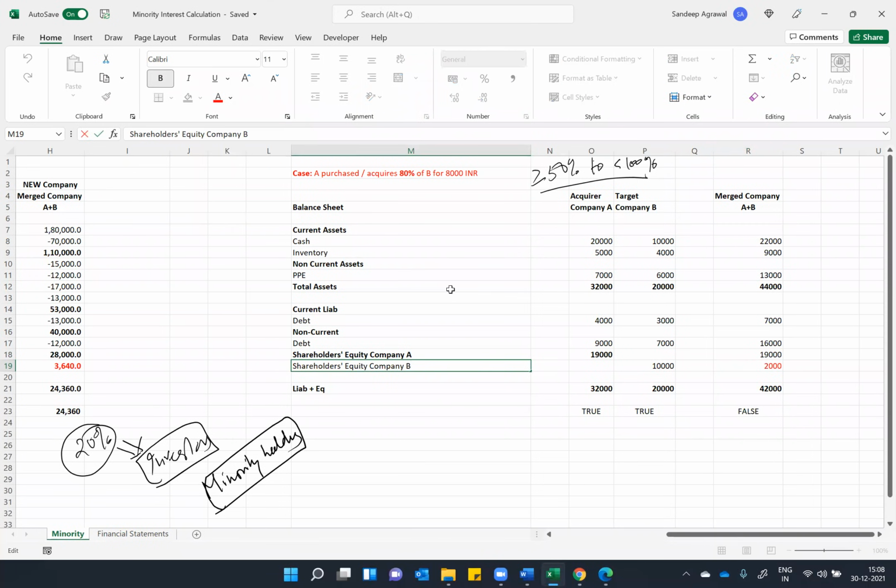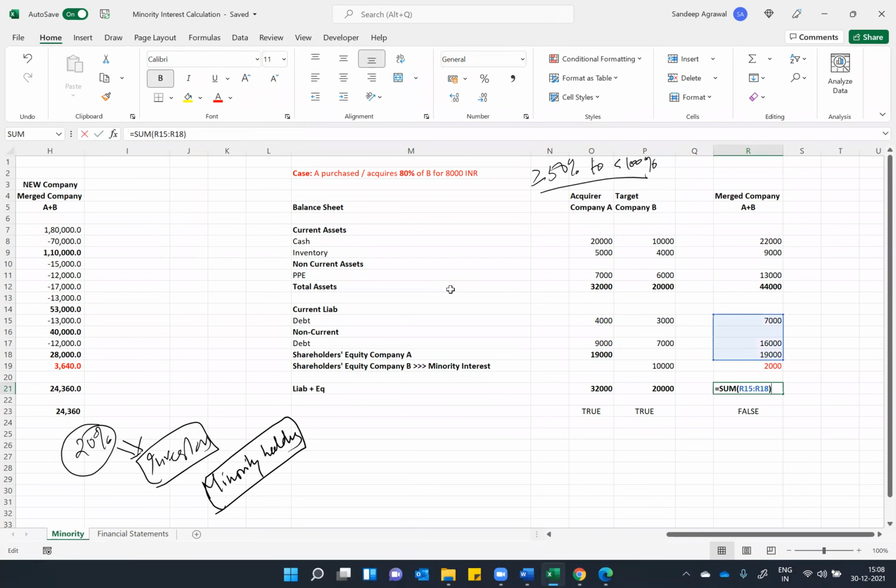And this shareholder equity of company B will be renamed as minority interest, right? And now you can see your balance sheet will also match. As you can see, 44, 44 each. And this liability side 44 and asset side 44.